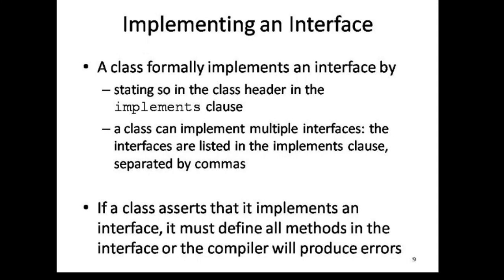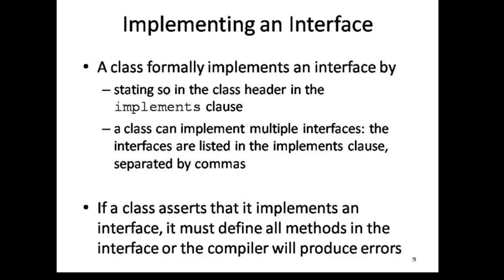Implementing an interface. A class formally implements an interface by stating so in the class header in the implements clause. A class can implement multiple interfaces. The interfaces are listed in the implements clause separated by commas. So here we can see that if more than one interface is implemented by a particular class, it shows multiple inheritance in the case of interfaces, which is totally absent in the case of classes.